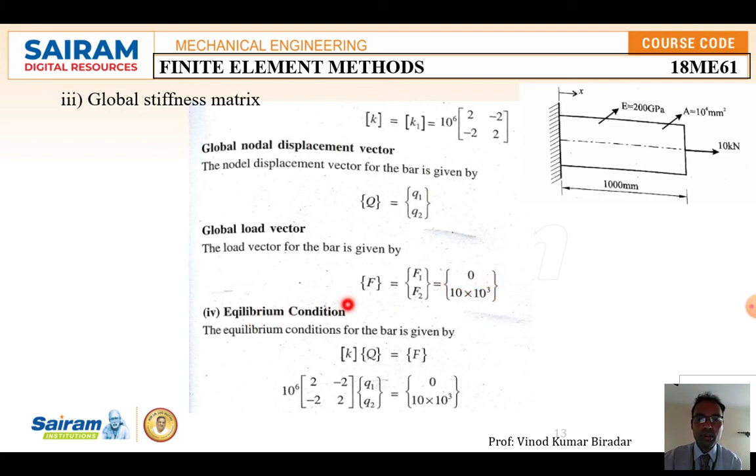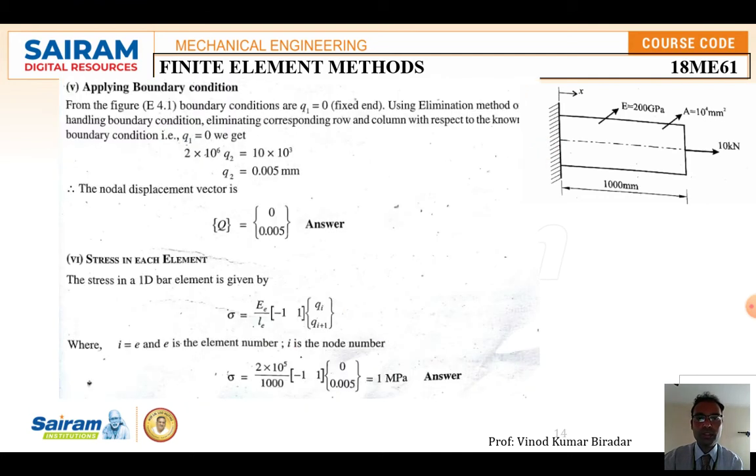Okay, so now go for step number 4, equilibrium condition. The equilibrium condition for the bar is given by KQ is equal to F, Q being the displacement. K we already calculated, that is the global stiffness matrix, substitute all the values, Q value and F value. So here node number 1 2 1 2. Now the condition here is, since node number 1 is fixed, known values you know here, displacement is 0 and force is also 0. So according to the elimination method, you have to delete. Next apply the boundary condition.